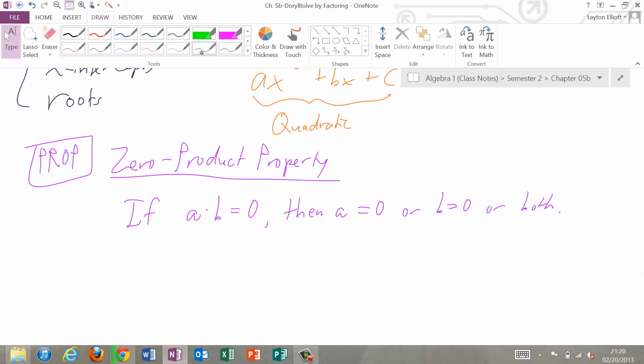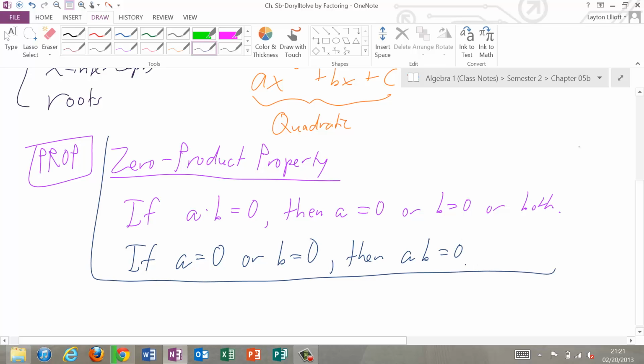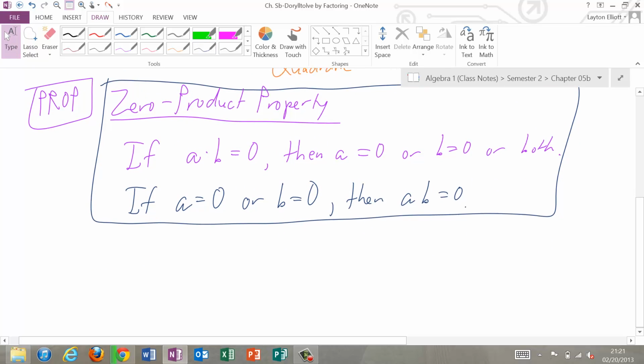Furthermore, it's a bidirectional condition, so what I can say is if A equals 0 or B equals 0 or both, then AB equals 0. This is the zero product property. Zero meaning the digit, product meaning multiplication. Means anytime you multiply by 0, you get 0.